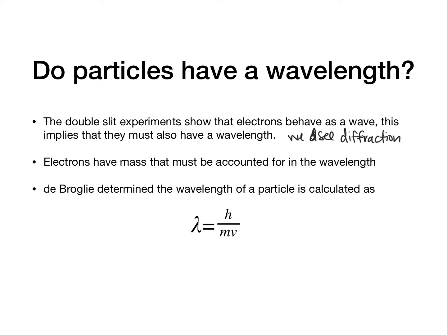So when we think about light, for light, c equals lambda nu. However, electrons have mass. Light particles do not. So we can't use this equation. But de Broglie was able to determine the wavelength of a particle, where this is the wavelength.